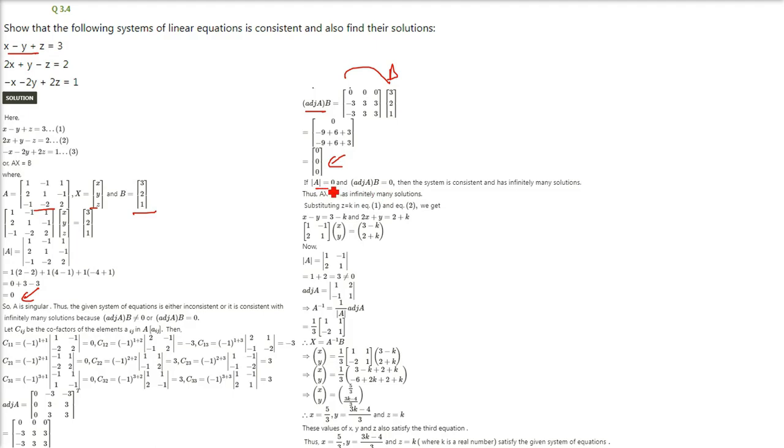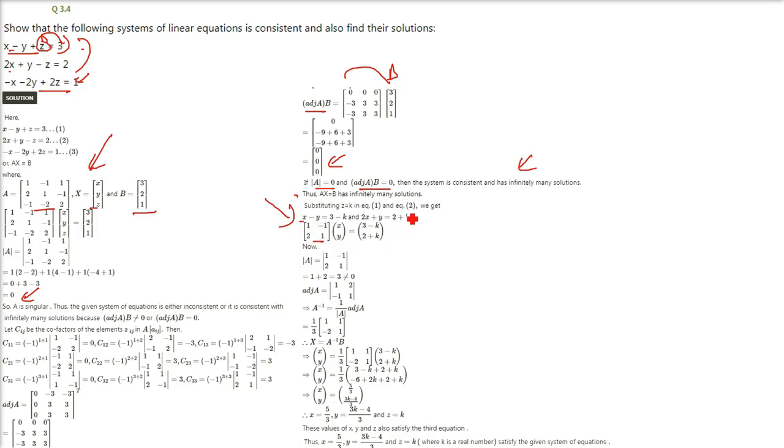In order to find the solution, that is infinitely many solutions, you have to assume z to be k. Now you make it a 2 by 2 matrix, that is, k will go on the right hand side, and then you will do it the same way and find the solution of x and y in terms of k. So x - y = 3 - k, 2x + y = 2 + k, -x - 2y = 1 - 2k. Use this, and do the same thing here with the 2 by 2 matrix.